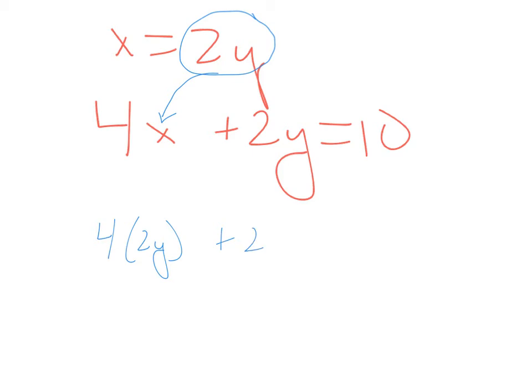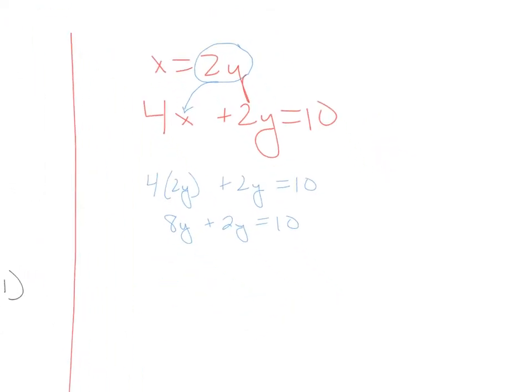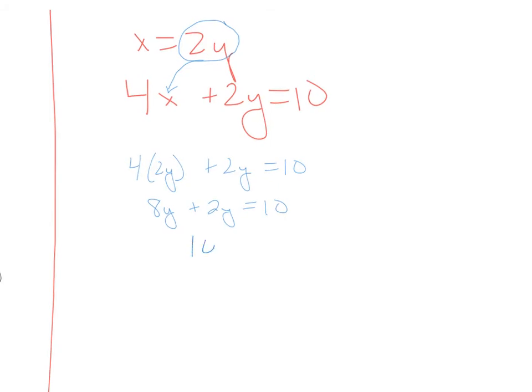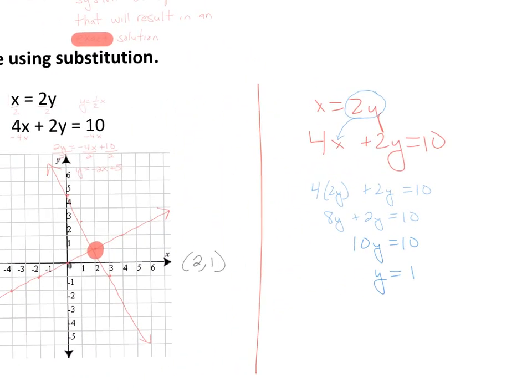So I get a plus 2y equals 10. Now I'm going to multiply 4 times 2 and get 8y plus 2y equals 10. Combine like terms: 10y equals 10, and then divide, so y equals 1. Now if I come over here and look, my y value on this side was 1, so that's looking pretty good. We're getting the same thing. That's good. Now we've got to figure out how we get this x, though.